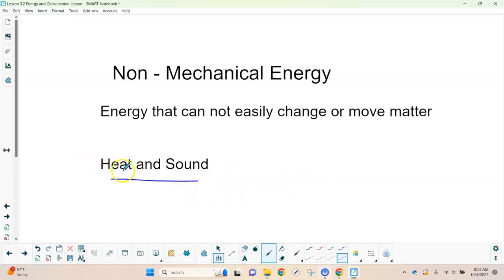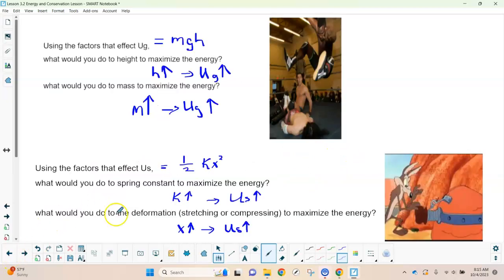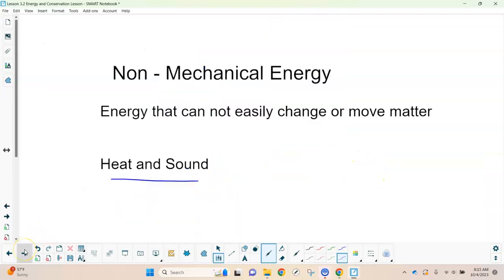Heat, same thing. You can use heat to power a piston, which could cause motion, but it's not a direct change like it is for gravitational potential energy, spring potential energy, or kinetic energy, which easily does work.